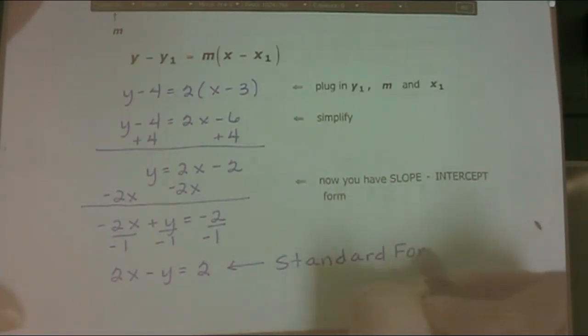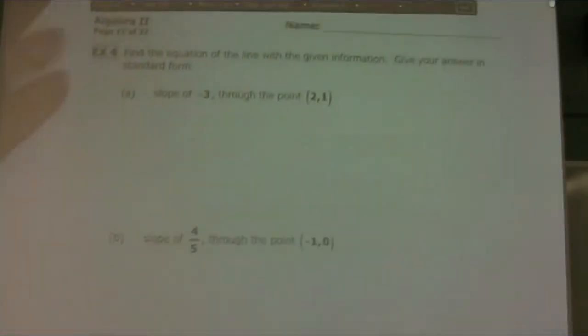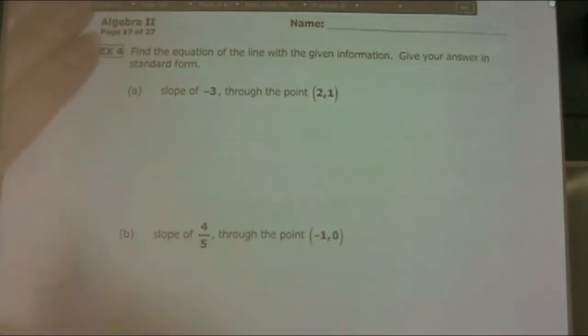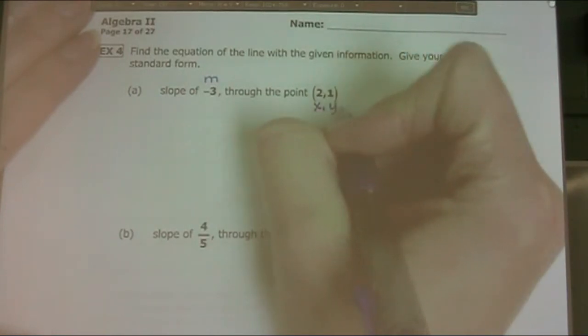So clearly, this takes a little bit more work to accomplish. So let's go ahead and do another example. So we have find the equation of the line with the given information. Give your answer in standard form. So first of all, I have the slope of negative 3. My slope is always m. Through the point 2, 1. So this is x1, y1.